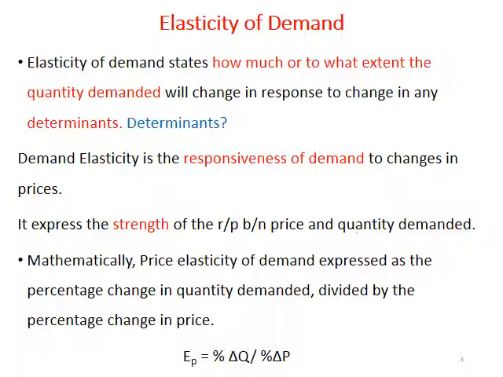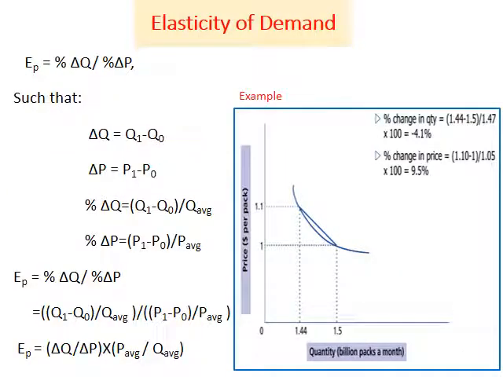demand. Mathematically, we can express price elasticity of demand as percentage change in quantity divided by percentage change in price. More briefly, elasticity of demand can be expressed as percentage change of quantity divided by percentage change of price, where change in quantity equals the final quantity minus the initial quantity, and change in price equals the final price minus the initial price. So percentage change in quantity equals final quantity minus initial quantity divided by average quantity. That means the average quantity is the initial quantity plus the final quantity divided by 2. It gives us the average quantity, and the same is true for the price.